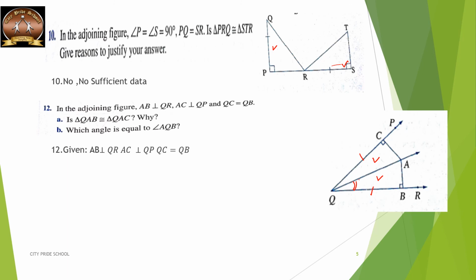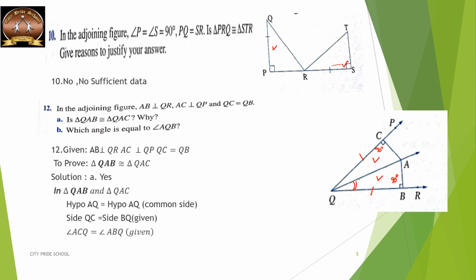It is given that AB is perpendicular to QR. That means this is equal to 90 degree, and it is next given that AC is perpendicular to QP. This is equal to 90 degree, and side QC is equal to QB. So I have to prove that these two triangles, that is triangle QAB, is congruent to triangle QAC. So let us start with the solution.